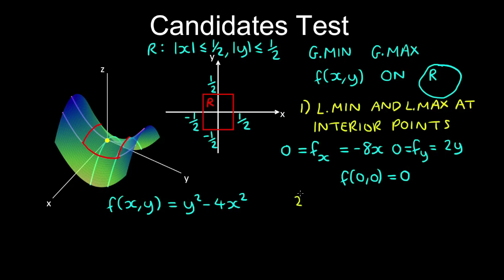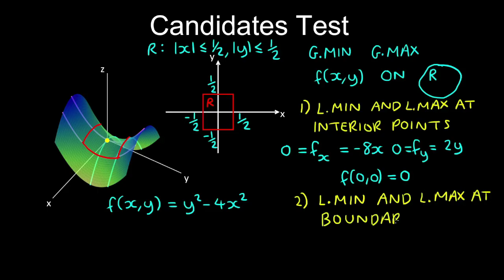And the next step is to find the local extrema, being the local minima and maxima at the boundary points of the region. So to do that, we'll look at each boundary line separately. And now let's look at this boundary line first, at x equals 1/2, which cuts the surface into the following curve, being a parabola.